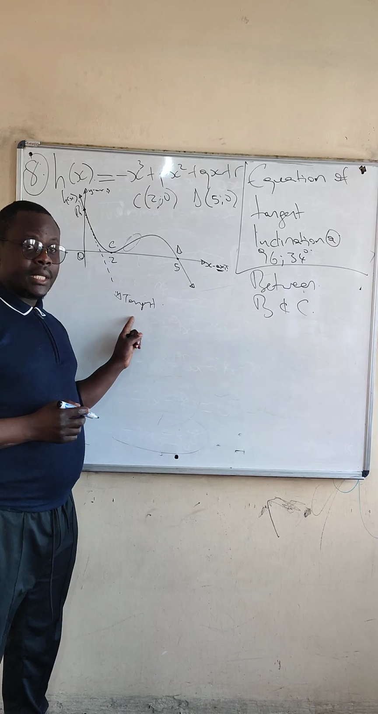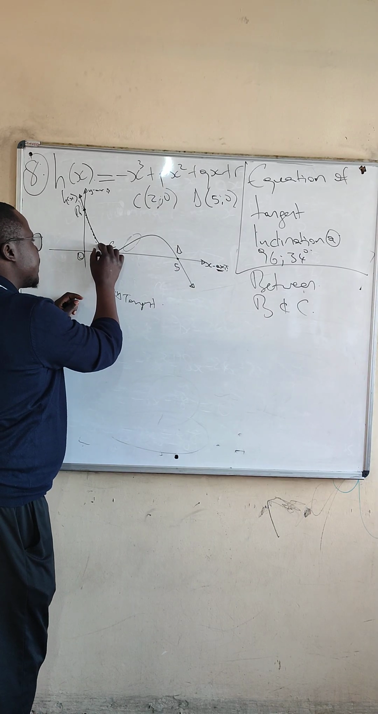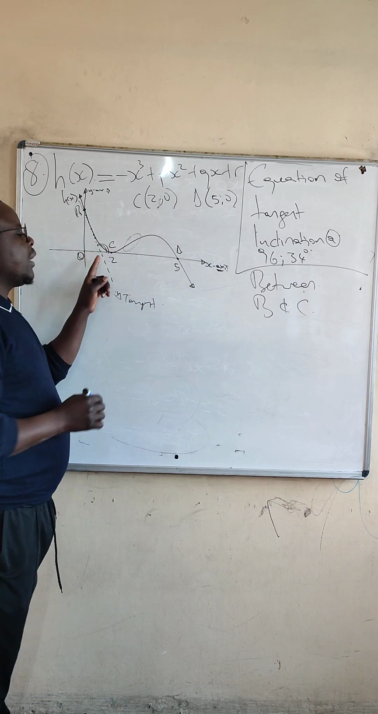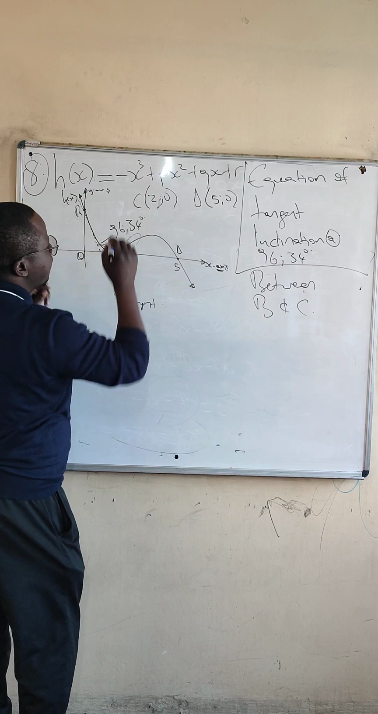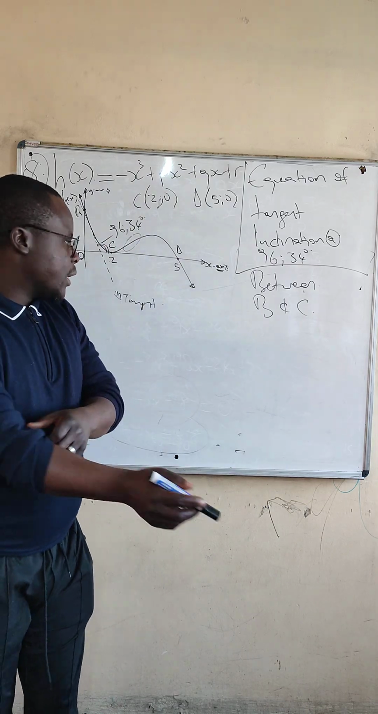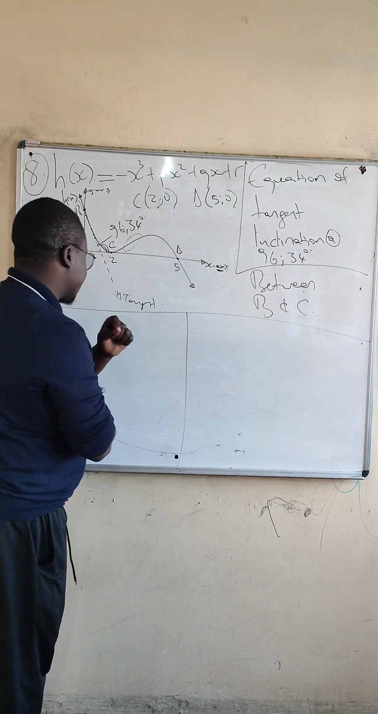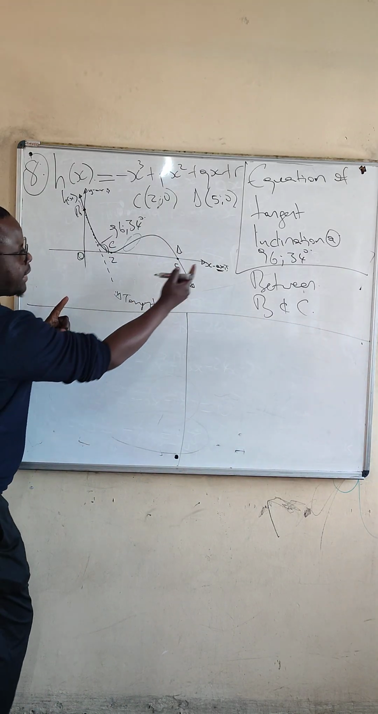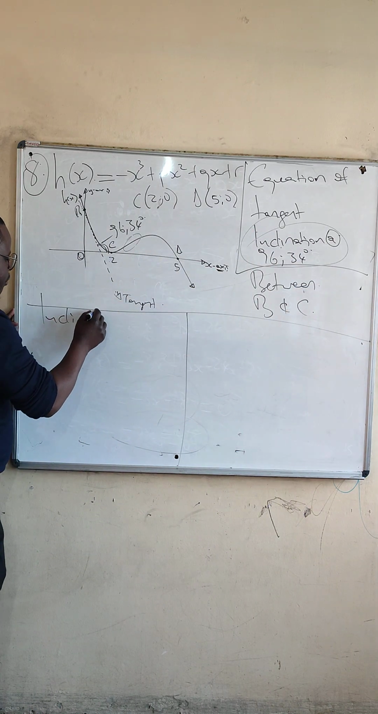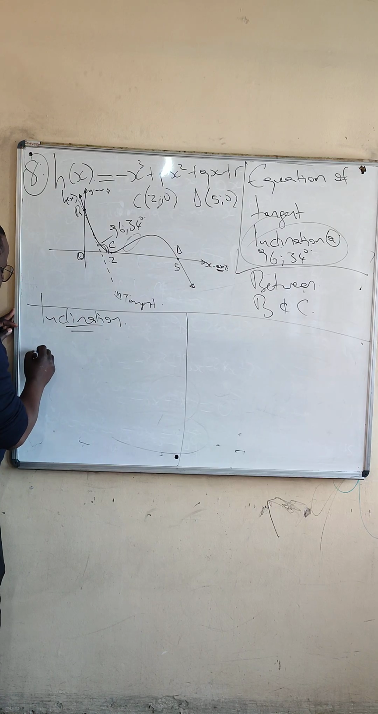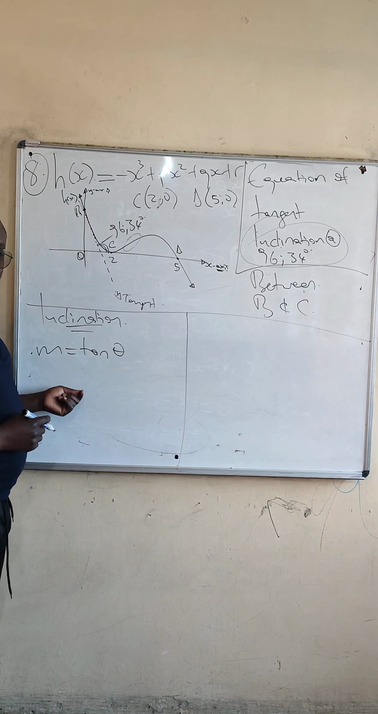So having this tangent, they are saying that its inclination, the angle it makes, is 96.34 degrees. Now, what we need to know is the formula for inclination. What is the formula for inclination? The formula for inclination is that m is equal to tan theta. That's the formula for inclination here.